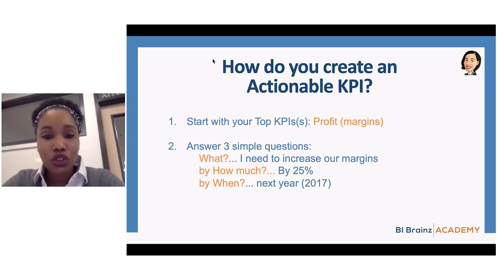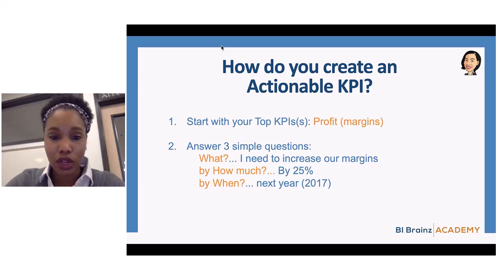So if we have this, you know, very kind of vague KPI, which is called profit margins, we ask ourselves, well, what do we need to do with profit margins? And the answer was, well, we need to increase our profit margins. Then we ask ourselves, how much? The answer is by 25%. And then we ask ourselves, by when? And the answer is quote unquote next year. So let's say it's 2017 or 27. Doesn't really matter. It's just an example.